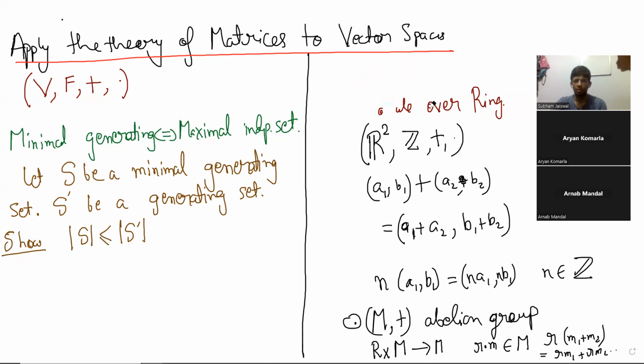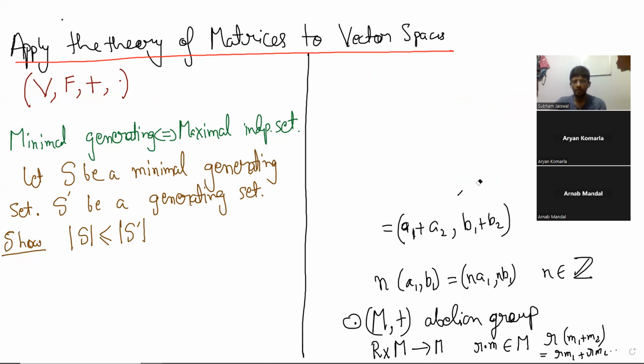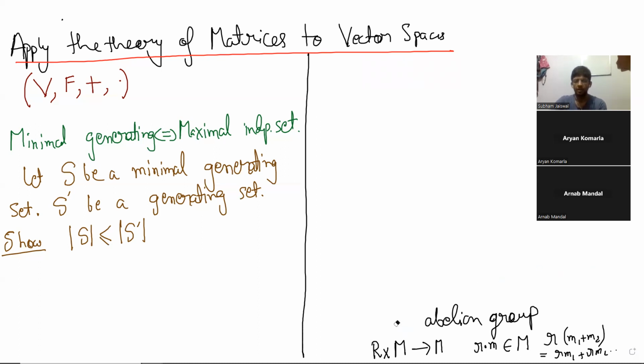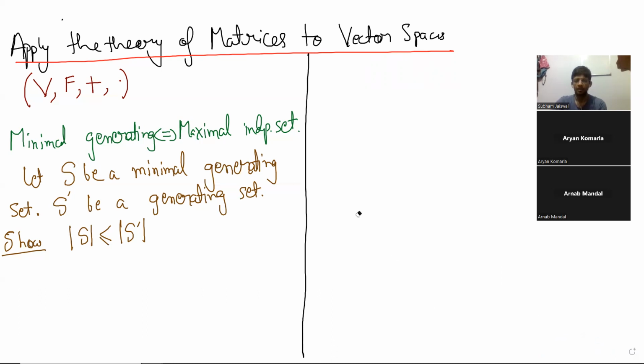Our goal is to show that all minimal generating sets have the same size. That will follow from here, but first focus on this. Take a minute and think. Also true for free modules, but we can do that later.